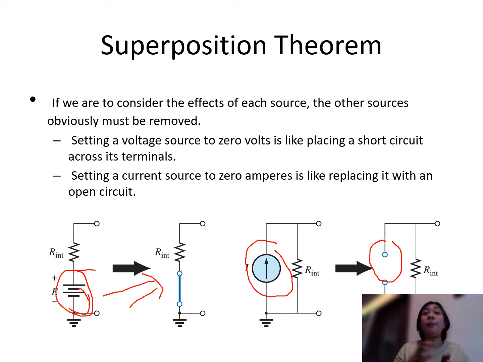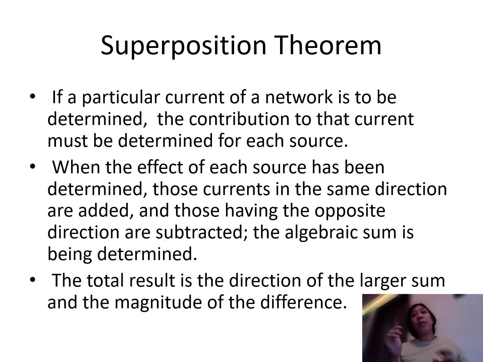Voltage sources are replaced by short circuits, while current sources are replaced by open circuits. You have to remember those things. If a particular current of a network is to be determined, the contribution to that current must be determined for each source. If we have two sources, there are two different currents that will be produced by each of these sources, so we have to analyze them separately.